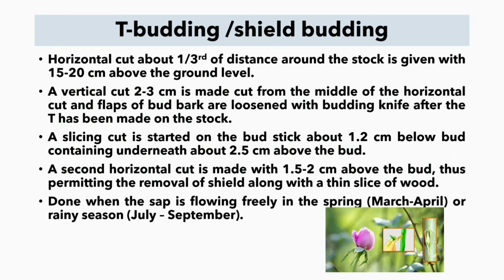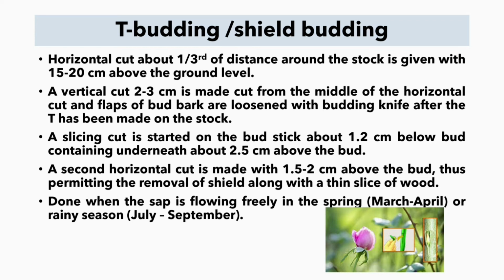Now we are going to see T budding or shield budding. Friends, do you know how we should do T budding? Here is the procedure for that. A horizontal cut about 1/3 of the distance around the stalk is given 15 to 20 cm above the ground level. A vertical cut of 2 to 3 cm is made from the middle of the horizontal cut, and the flaps of bark are loosened with a budding knife after the T shape has been made on the stalk.